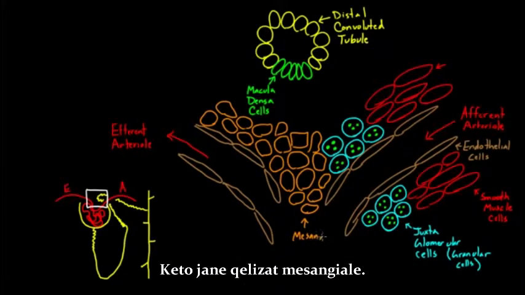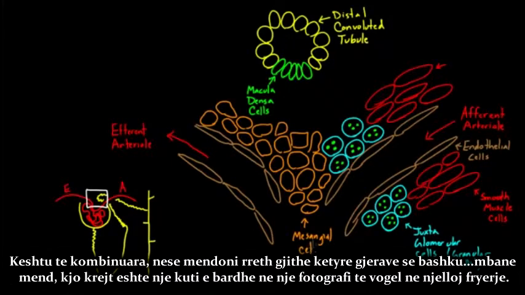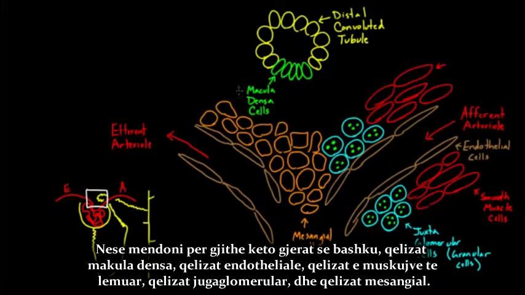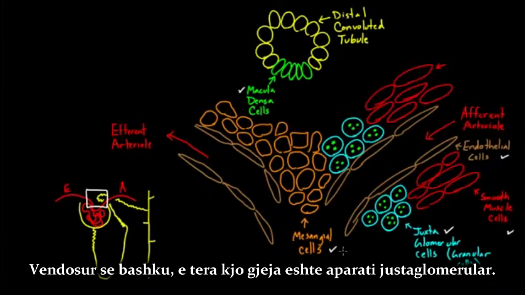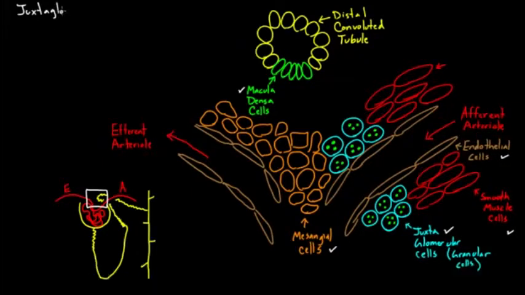Mesangial cells. Combined, if you think about all this stuff together, remember this is all the white box in the little picture kind of blown up. The macula densa cells, the endothelial cells, the smooth muscle cells, the juxtaglomerular cells, and the mesangial cells. Put together, this whole thing is the juxtaglomerular complex, or apparatus rather. Juxtaglomerular apparatus. Kind of a funny word, but it's how people refer to all these cells.